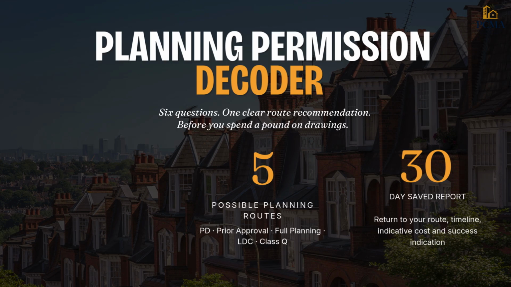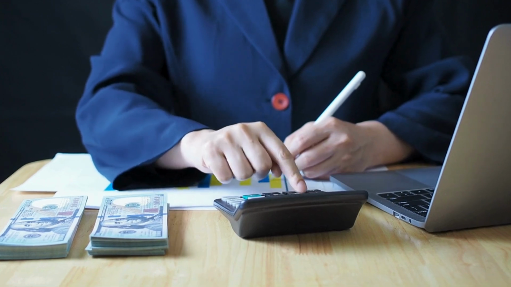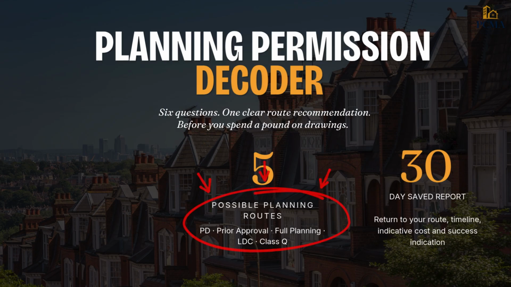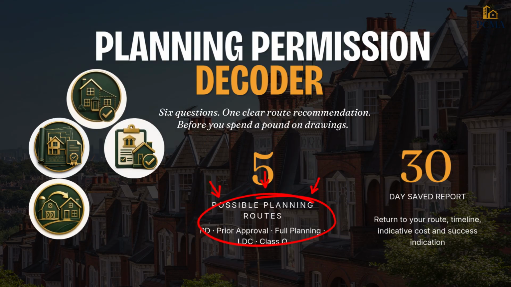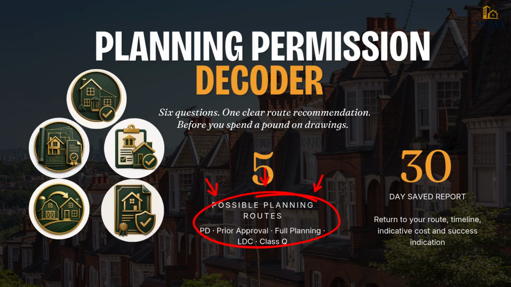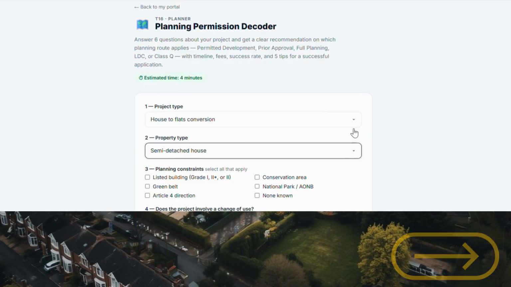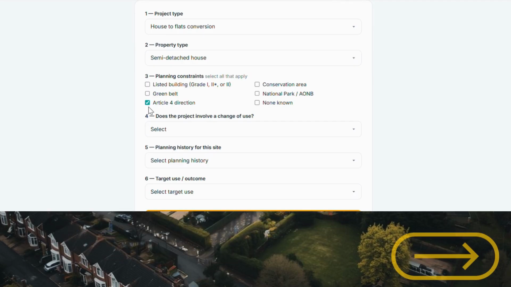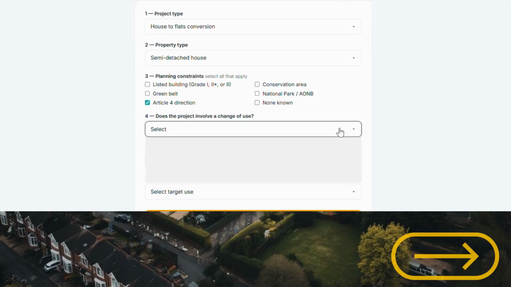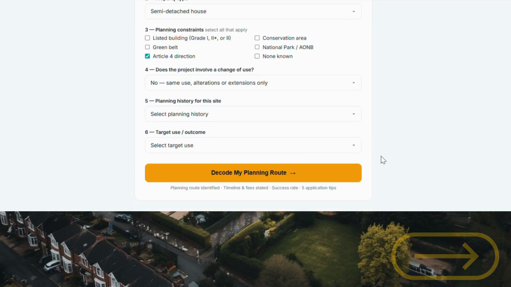The Planning Permission Decoder is designed to give you early route clarity before you commit time or money. Instead of guessing whether your project needs permitted development, prior approval, full planning permission, a lawful development certificate, or Class Q, the tool asks you 6 simple questions. First, you select your project type, then you select the property type. Next, you identify any known planning constraints, such as listed building status, conservation area, greenbelt, national park or AONB, Article 4 direction, or no known constraints.